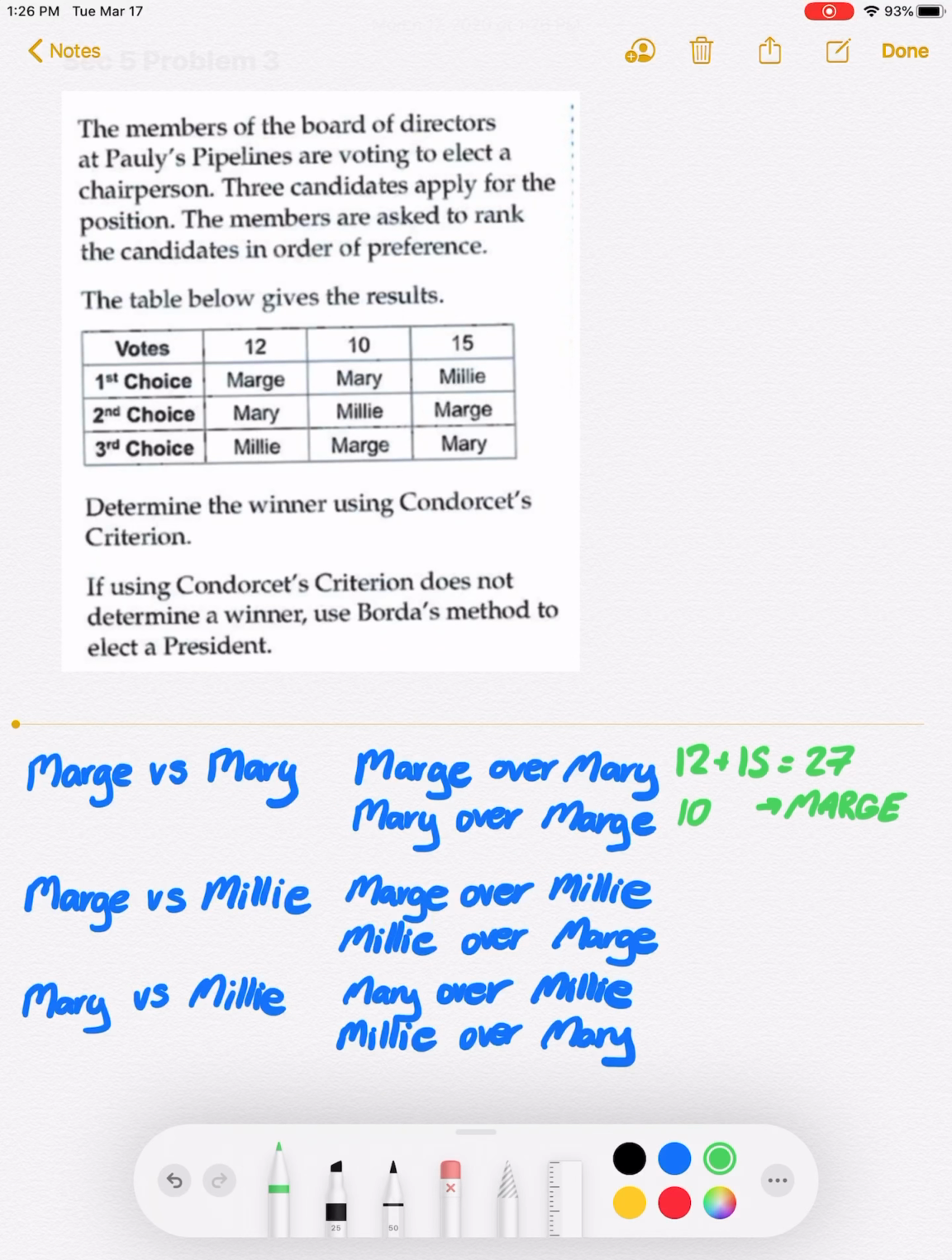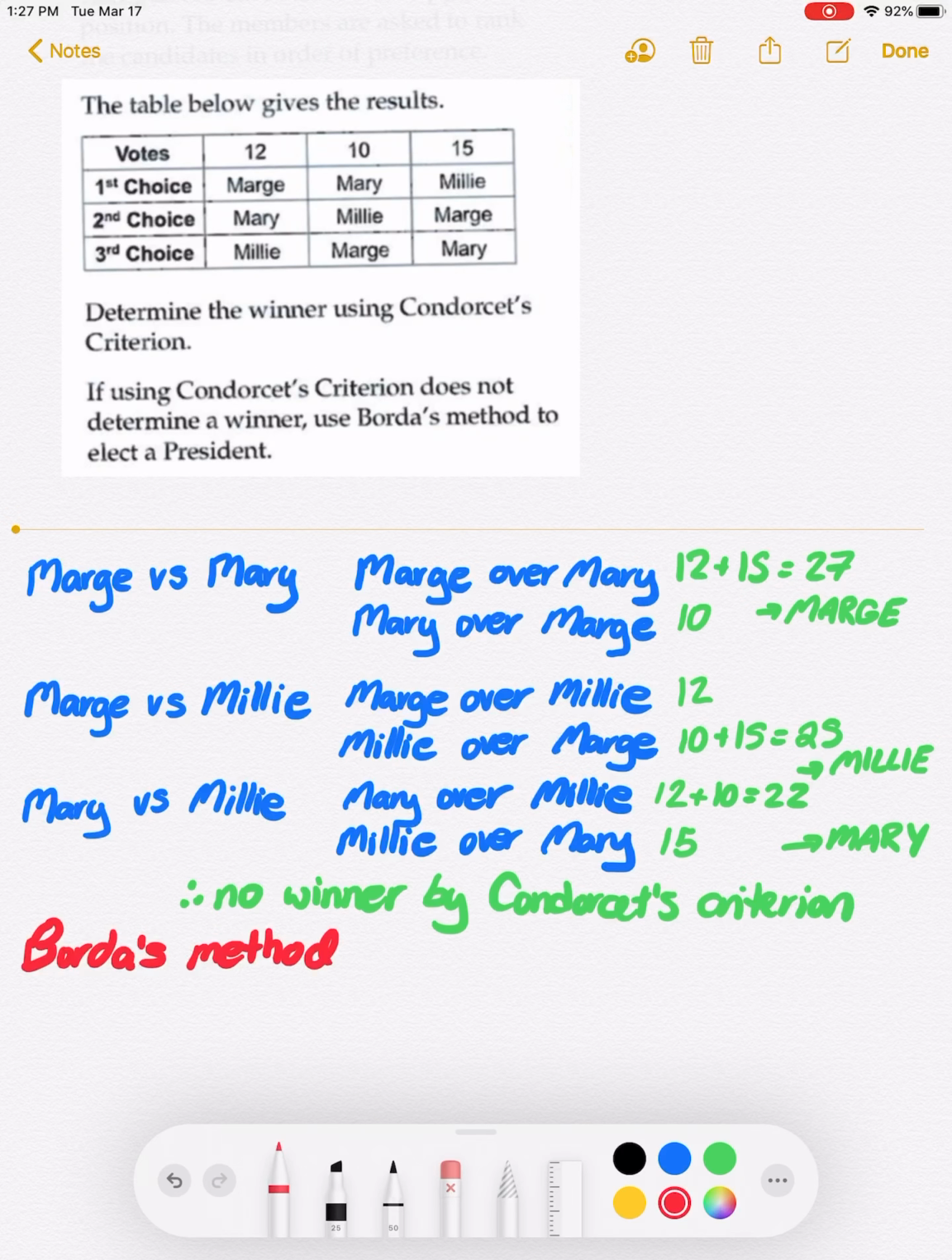Okay. Moving on, let's use Borda's method. Oh my goodness. Let's use Borda's method. So 3 points for first place, 2 points for second, 1 for third.